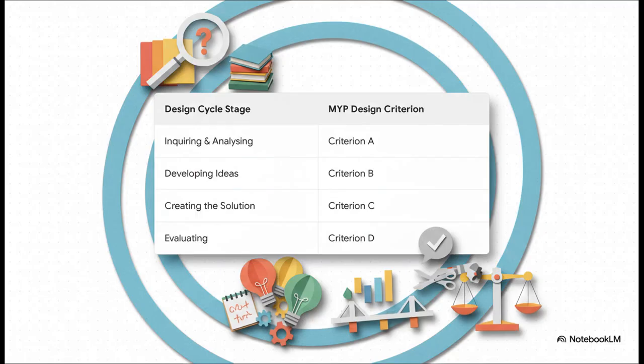And hey, this process isn't just for fun. It's also how your work gets assessed. It's super straightforward. Each stage of the cycle links directly to one of the 4 assessment criteria. Inquiring and analyzing, that's criterion A. Developing ideas, criterion B. Creating the solution is C, and evaluating is D. See, it's a really clear and logical path from what you do to how it's understood.